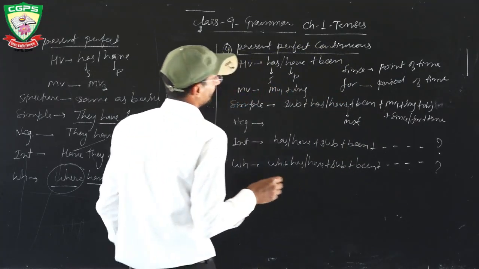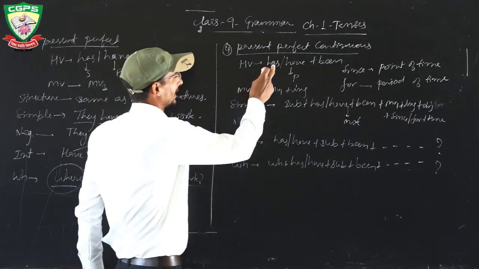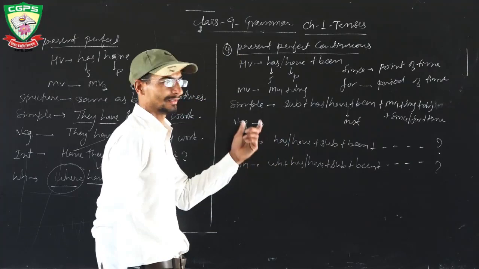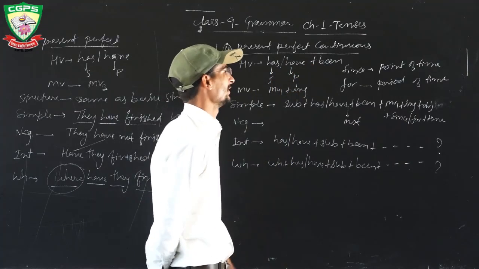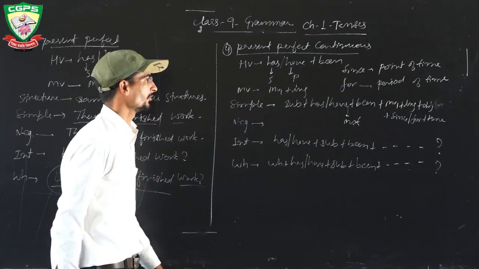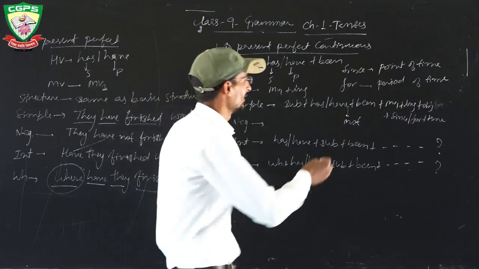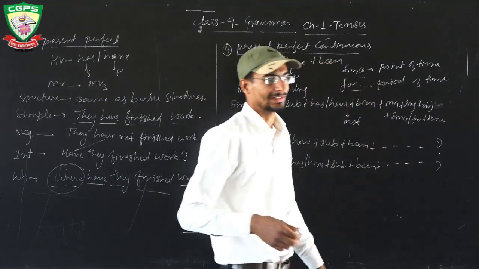Next is present perfect continuous. Present perfect continuous helping verb is same, has and have, and been is added after that. Has been for singular, have been for plural. Next main verb first form plus ing because this is continuous. So first form plus ing. Next since and for are used before the time.